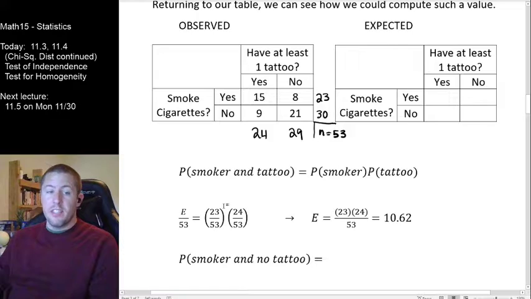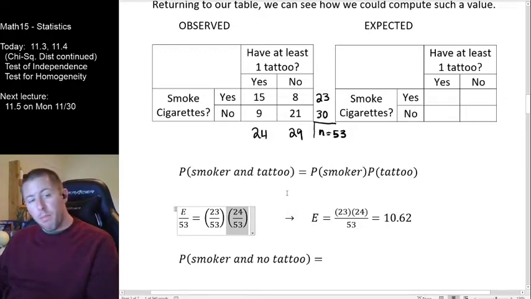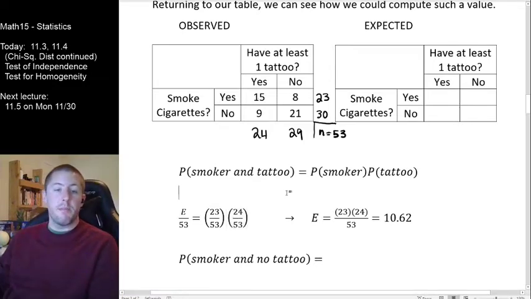If it is in fact true that these two variables are independent of each other, and again, I don't really care if it's true or not, we're assuming it's true for the purpose of our calculations. Then the probability of being a smoker, according to our observations, is 23 out of 53 people, so that's my first term in my calculation. I can also see that 24 out of 53 people have a tattoo. So the expected count out of 53 should be the probability of being a smoker, what proportion of people in the table were a smoker? 23 out of 53 of them. What proportion of people in my table have a tattoo? 24 out of 53 of them. So therefore, the probability of both being a smoker and having a tattoo, if they're independent, should just be the product of these two things.